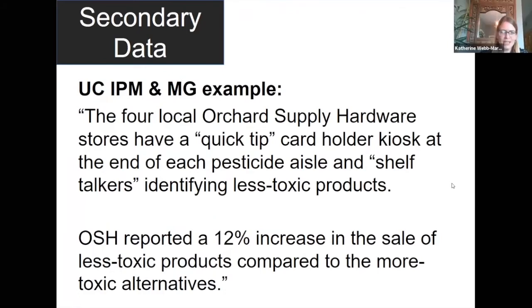So I'm going to share this example, and I know we have a bunch of people from UC IPM with us today. There was an intervention where they were working with 4 hardware and gardening supply stores, and they put a quick tip kiosk at the end of each pesticide aisle, and they had these shelf talkers identifying less toxic pesticide products. So that was their activity. They were then able to evaluate the outcomes of that effort by looking at sales records. That was the secondary data source, and the stores reported it to them. So again, they didn't have the burden of recording that data themselves. They got the secondary data from the store, and they documented a 12% increase in the sale of those less toxic products.